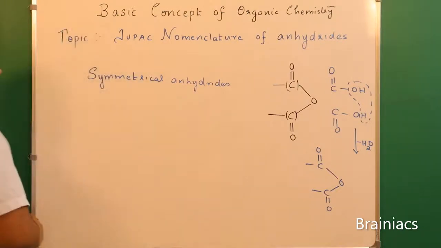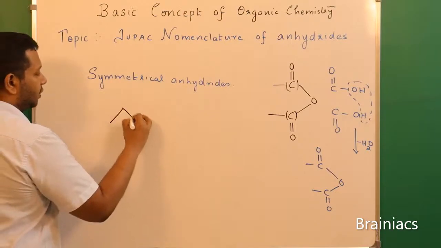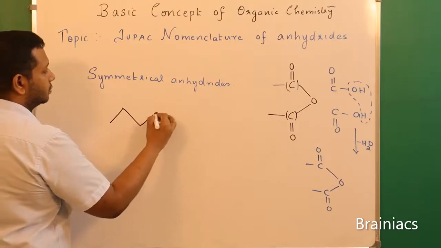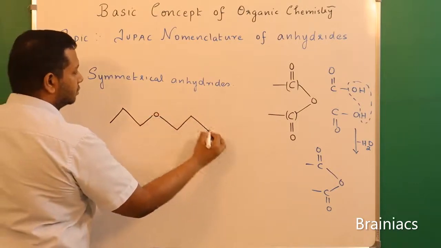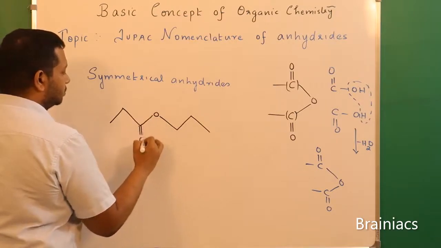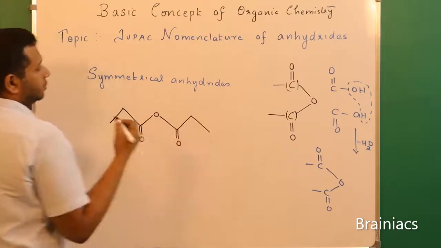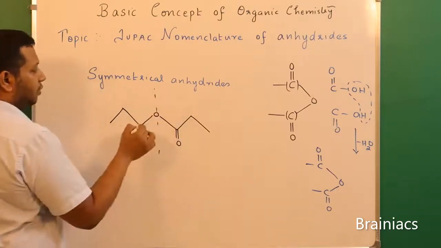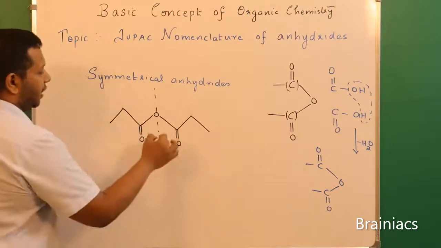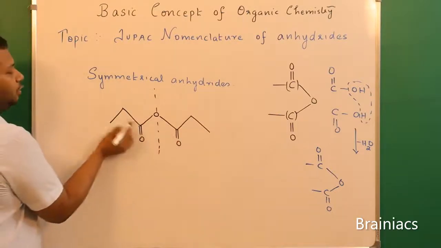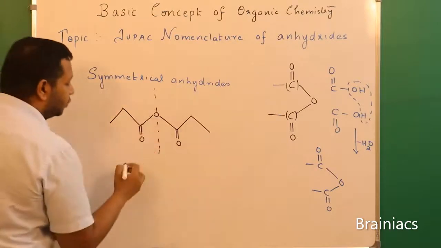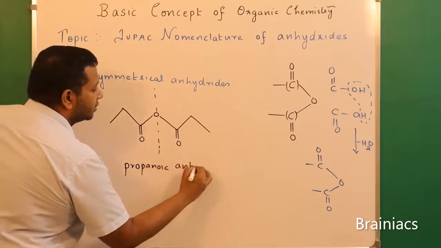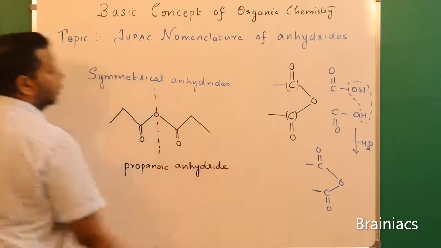Now I hope you understood. Let's see this one also. Can you name this compound? If you see here, from here also I am seeing the symmetry. 1, 2, 3, 1, 2, 3. So it's symmetrical again. What should be the term? Three carbon atoms are there on both sides, so it should be prop. So I can say it is propanoic anhydride. I hope you understood.